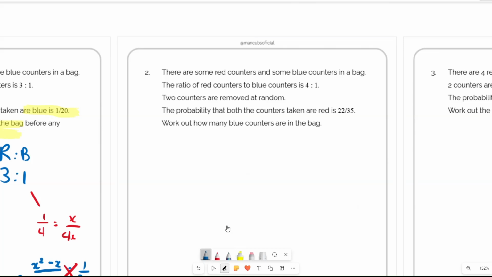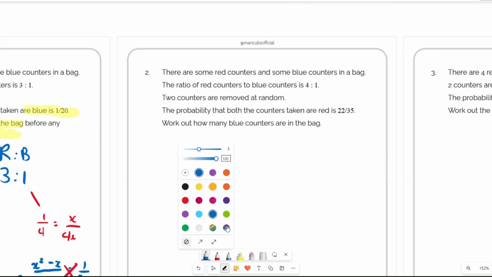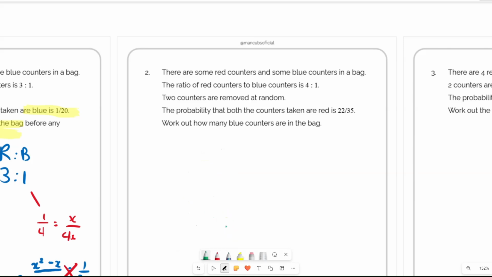Right, okay, next question. Very, very similar problem here. So we've got some red and blue counters in a bag, like the previous question, and the ratio red to blue is 4 to 1. And two counters, like the previous question, are removed at random. The probability that both the counters taken are red is 22 over 35. And work out how many blue counters are in the bag, okay?